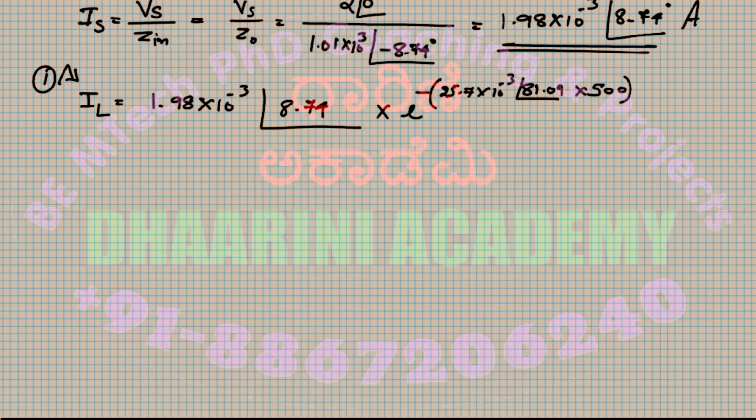Okay, depends on the calculator. I'll tell you the other option. Don't enter it in this way. Let's try to write it in the other format. That is, I'll write the 1.98 into 10 to the minus 3 at an angle 8.74. Then you write it in this way, it is into e to the power minus.